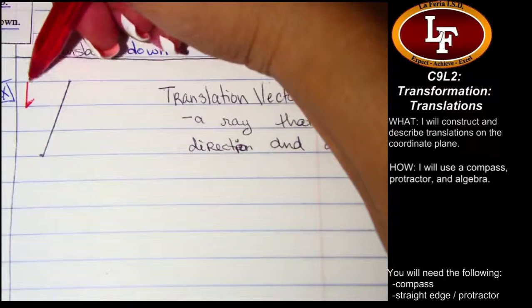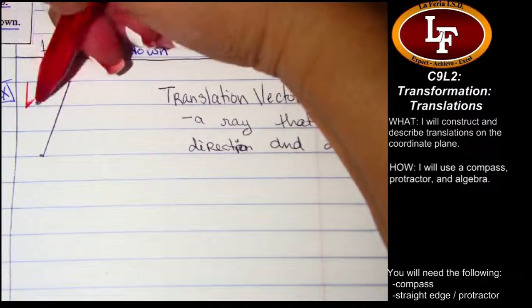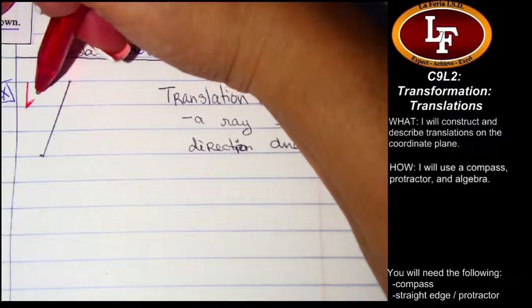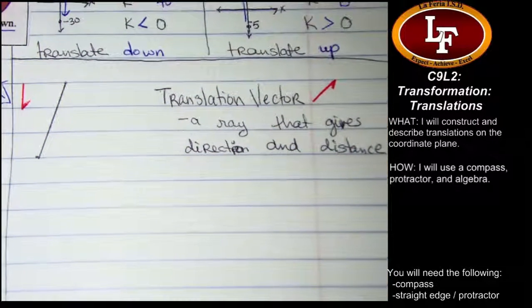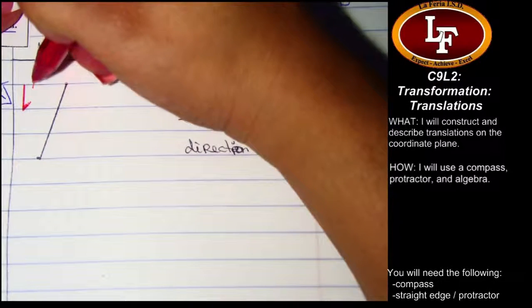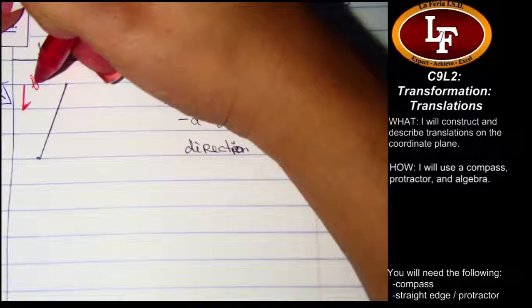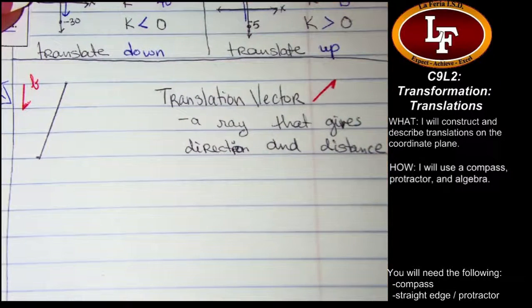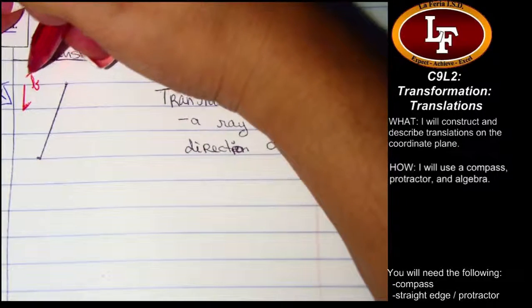So I want to move it this way, this far. I'm going to name this translation vector. Give me a letter. B. B, I heard. Just like with lines, we're going to use lowercase cursive letters. So there's my lowercase cursive B. And then I need to draw the little vector symbol above it.